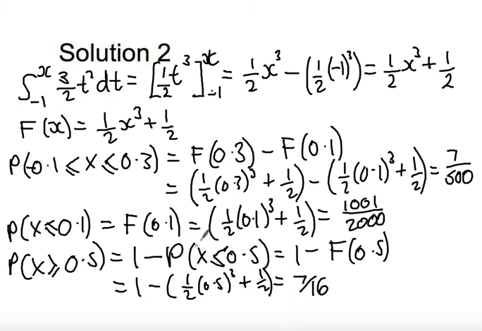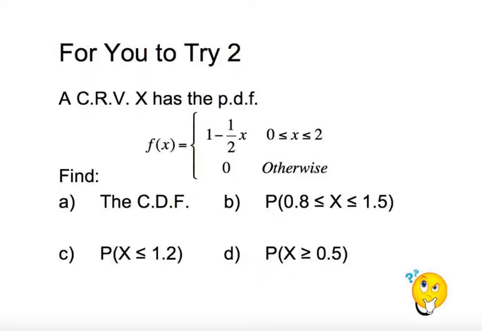And you can see using the cumulative distribution function is a lot more streamlined and efficient than having to integrate each time. Well, I hope that made sense, because it's now time for you to try one. So we have a continuous random variable X with probability density function 1 minus a half x for values of x between 0 and 2. So you need to find the cumulative distribution function followed by these probabilities. So if you want to pause the video and resume in a moment, you can check your answer.